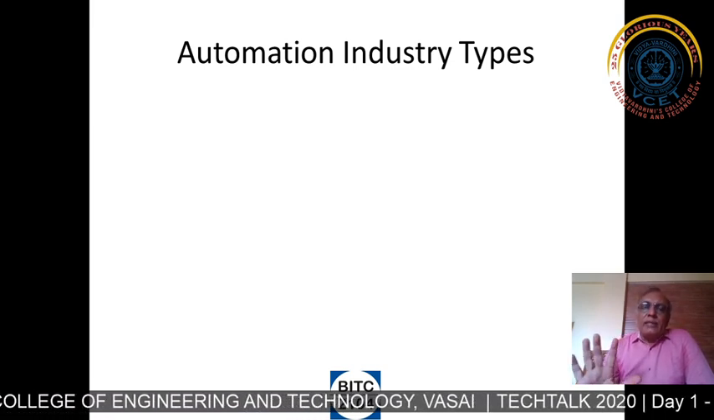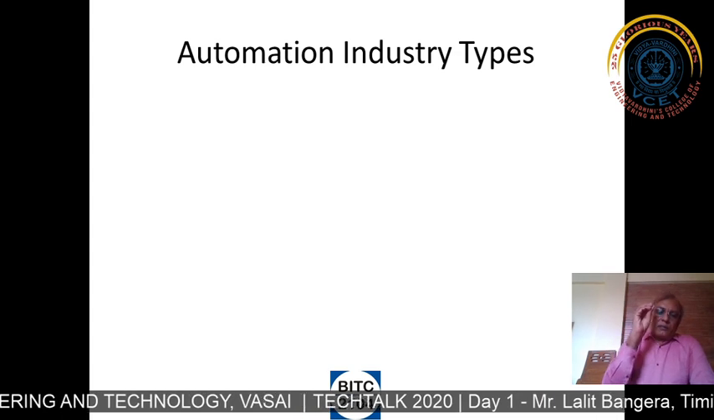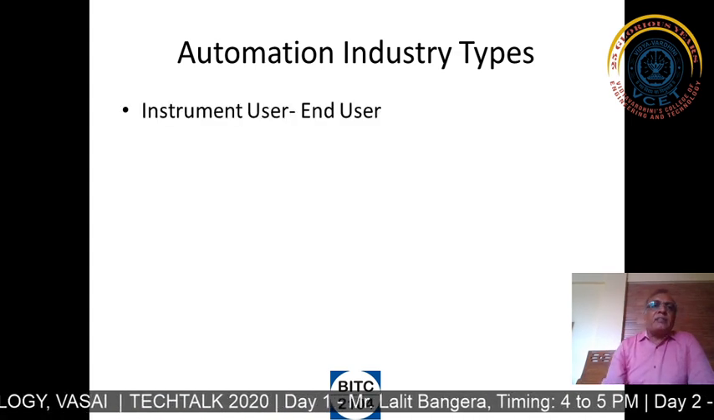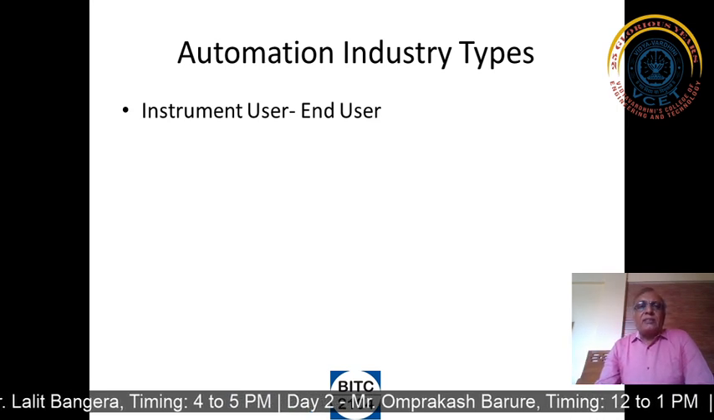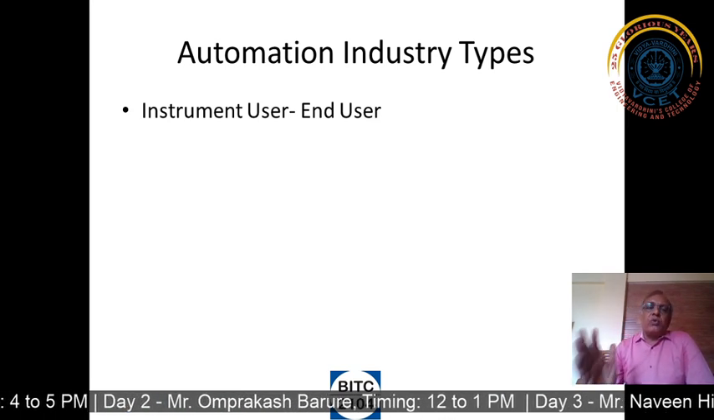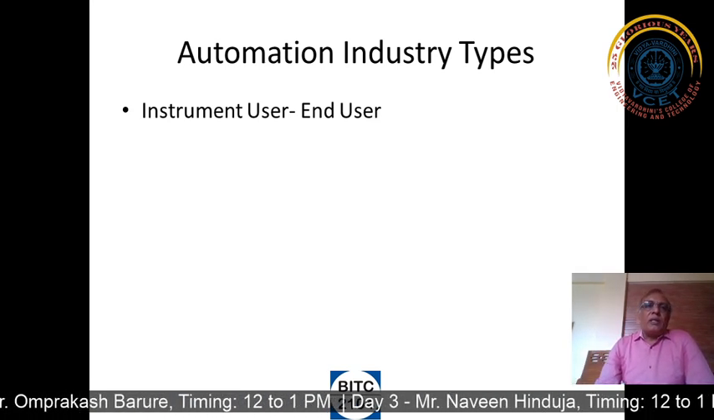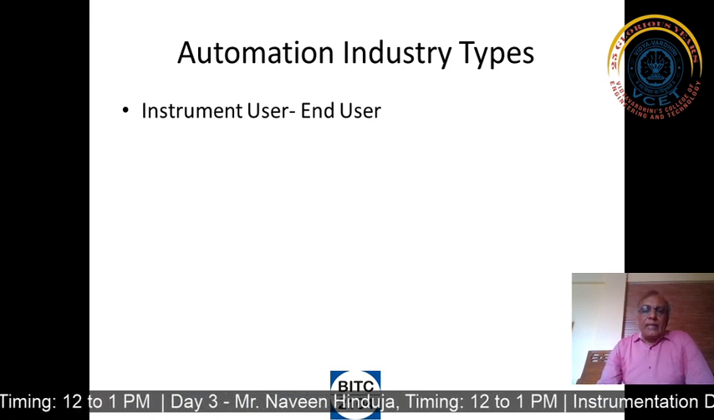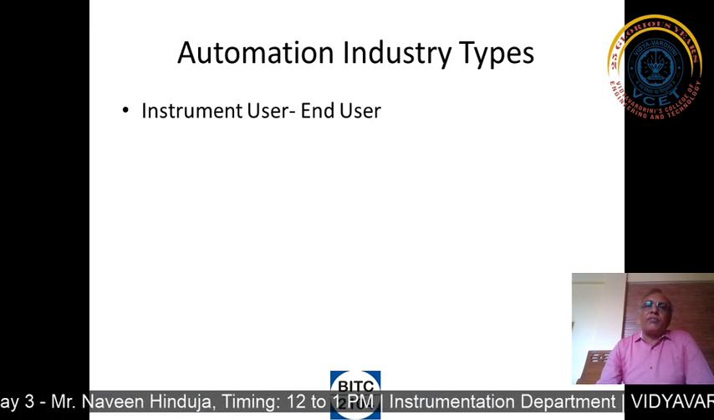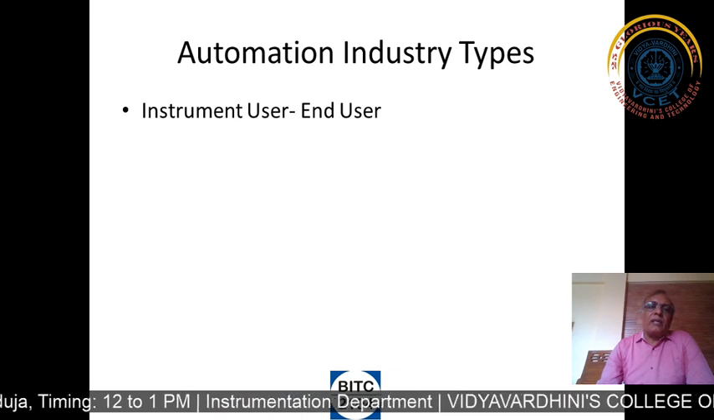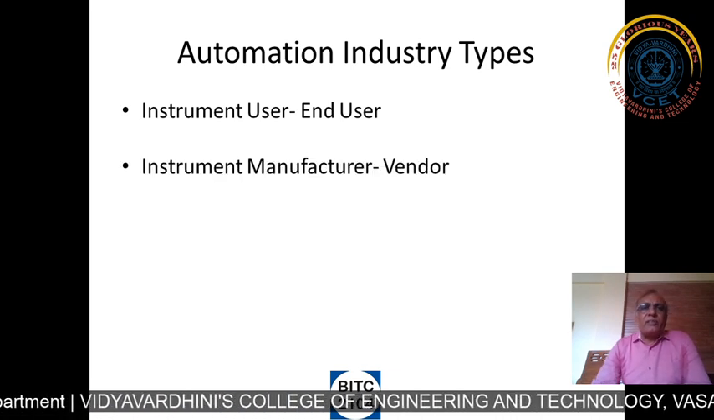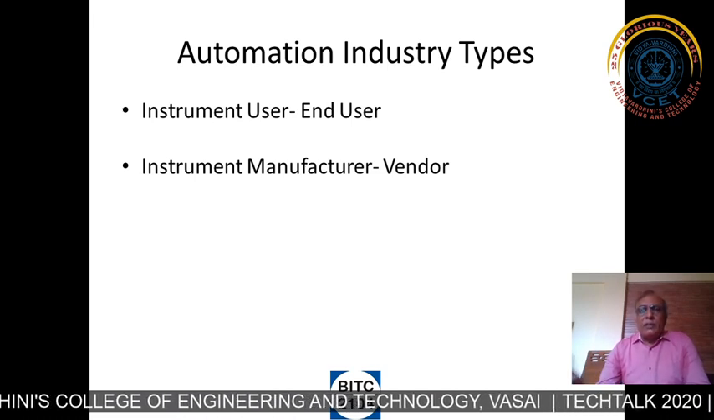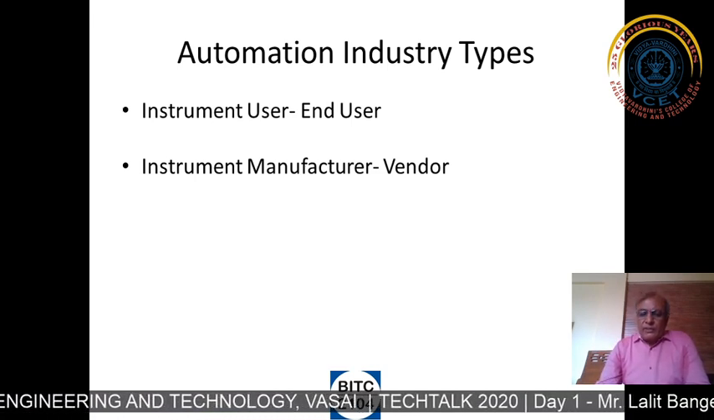Instrument is required. The one which manufactures the instrument, and the one which uses it. Now who comes first? The user. The instrument is used by somebody, that is called an end user. This is the first component of an automation industry. Then when there is a user, there is a manufacturer, the instrument manufacturer, who is called a vendor.